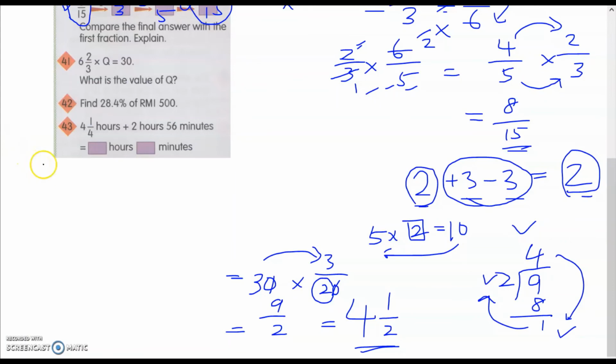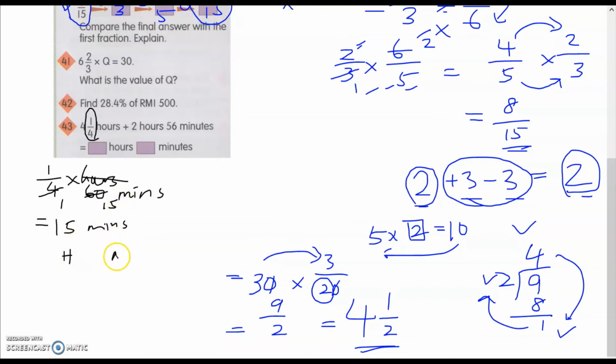Okay, question 43. 4 1 over 4 hours plus 2 hours 56 minutes. So this 1 over 4 here, you have to make sure to change to minutes first. How do we change to minutes? 1 over 4 hours equals 1 over 4 times hours. Okay, and 1 hour equals 60 minutes. So 1 over 4 times 60 minutes, 60 divide 4 is 15, 1 times 15 is 15 minutes. So 1 over 4 hours is actually 15 minutes.